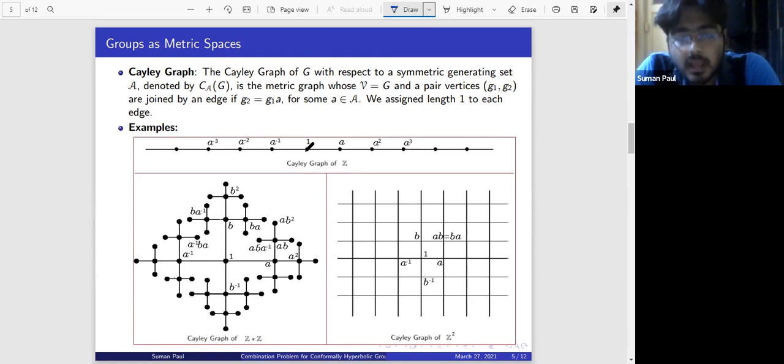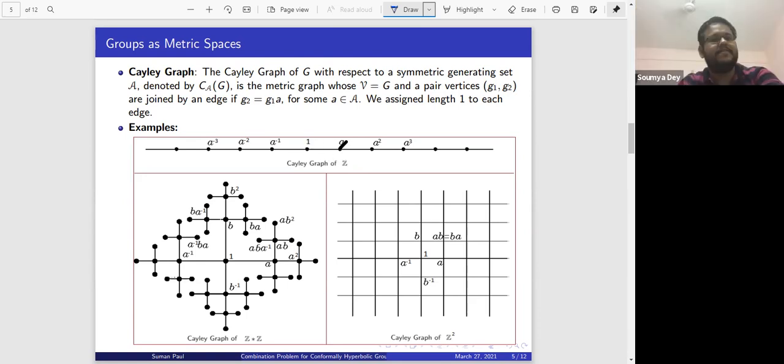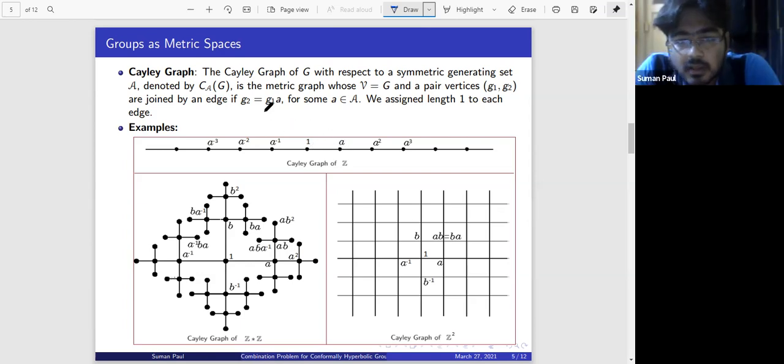Also see that 1 and A have an edge between them, because you take g2 to be A equals 1 times A. So that's why 1 and A have an edge between them. Similarly, A and A square have an edge between them because A square equals A times A.